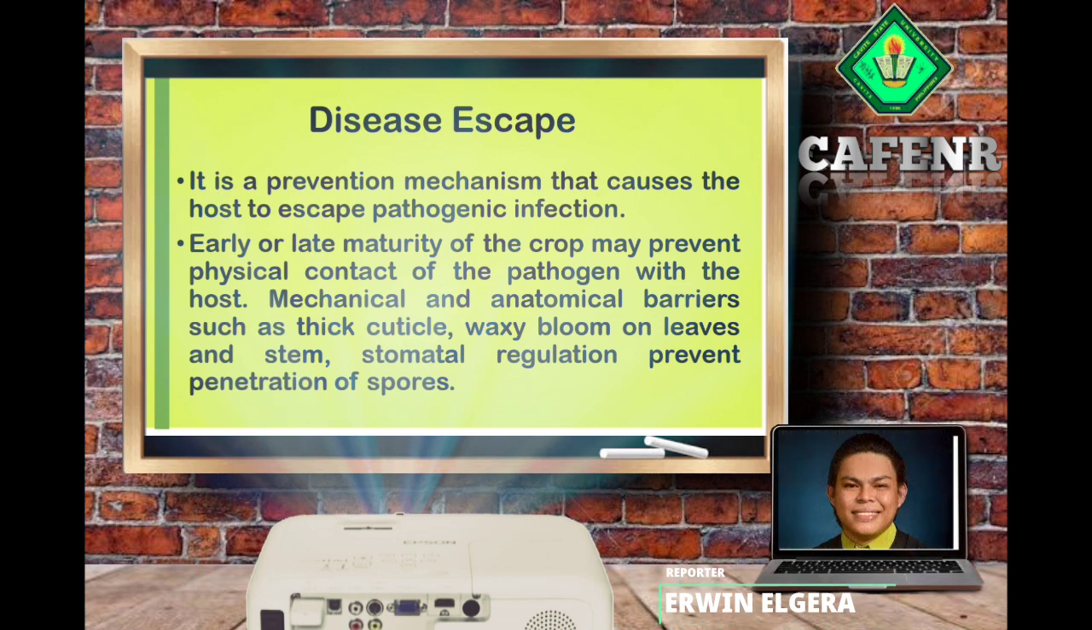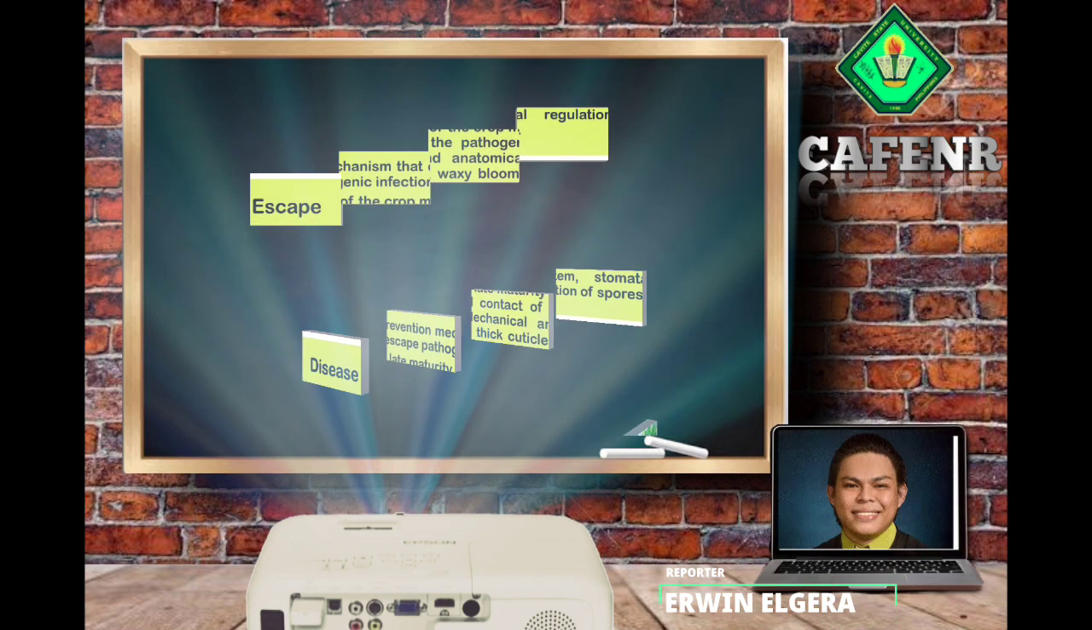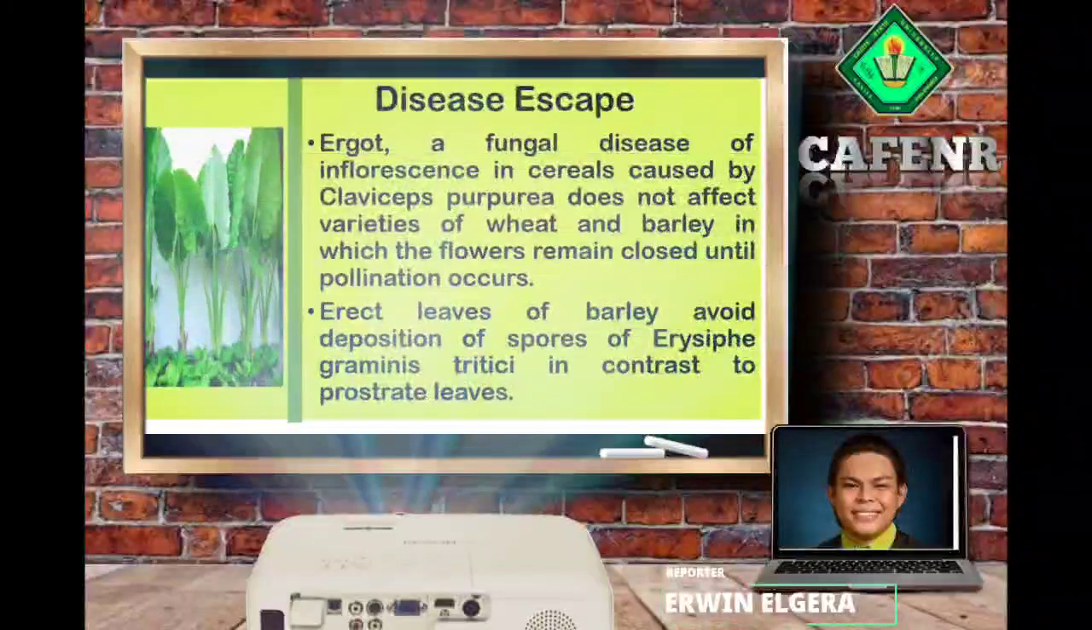Early or late maturity of the crop may prevent physical contact of the pathogen with the host. Mechanical and anatomical barriers, such as thick cuticle, waxy bloom on leaves and stem, and stomatal regulation, prevent penetration of spores. Ergot, a fungal disease of inflorescence in cereals caused by Claviceps purpurea, does not affect varieties of wheat and barley in which the flower remains closed until pollination occurs.